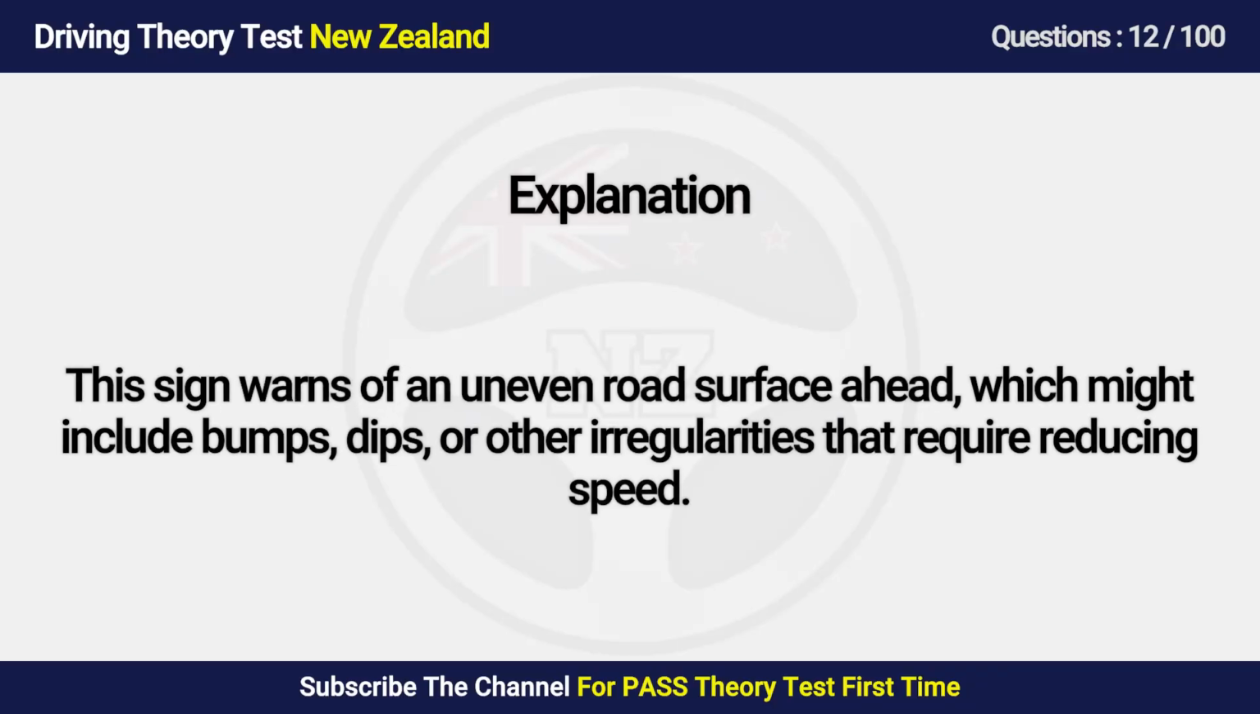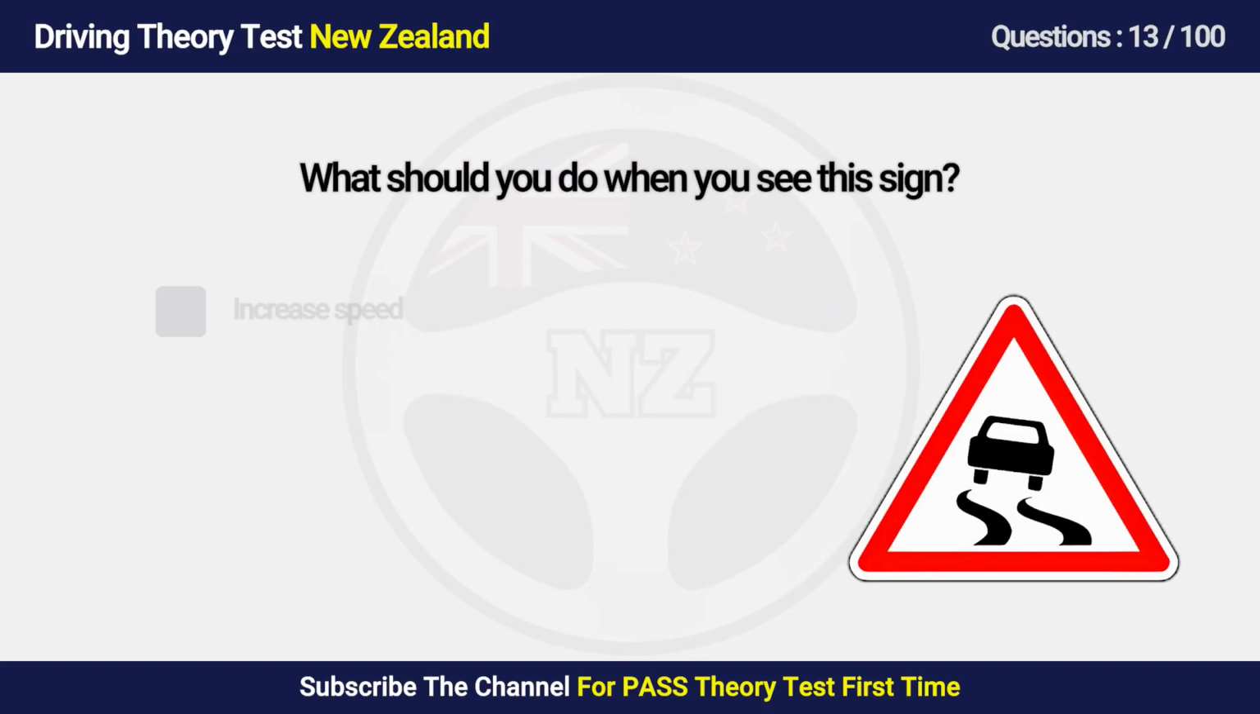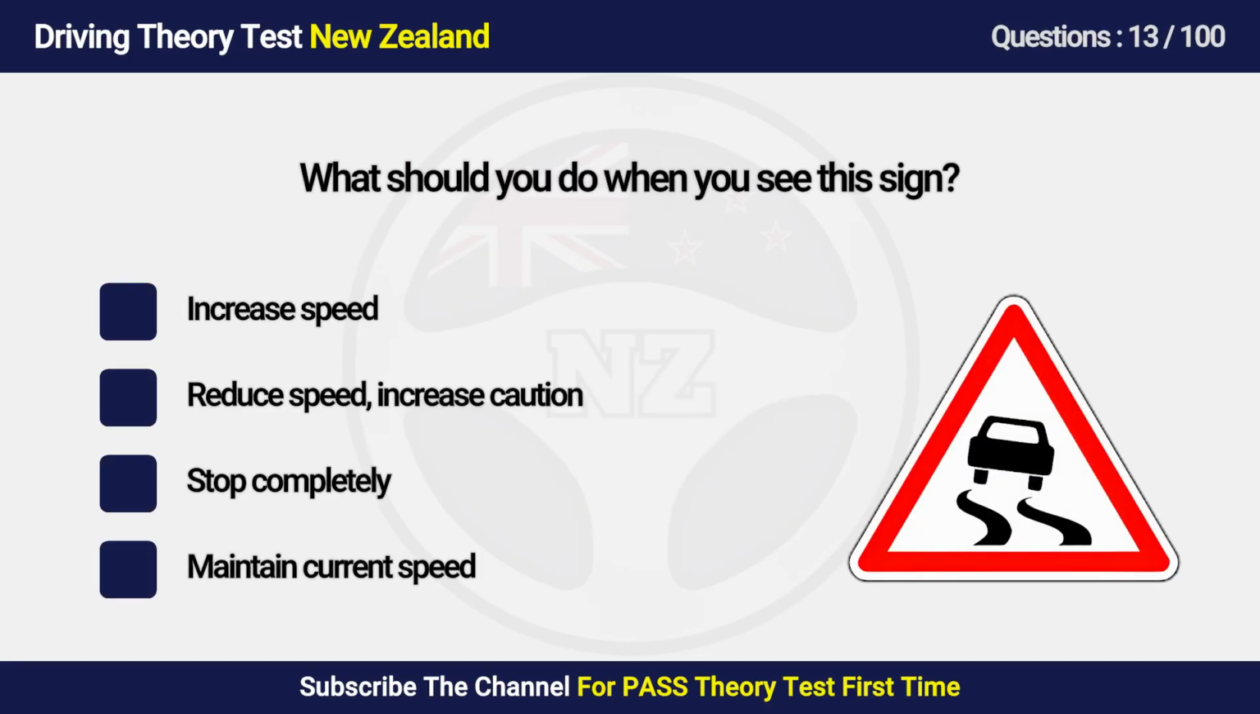This sign warns of an uneven road surface ahead, which might include bumps, dips, or other hazards that require reducing speed. Question 13. What should you do when you see this sign? A. Increase speed. B. Reduce speed, increase caution. C. Stop completely. D. Maintain current speed.